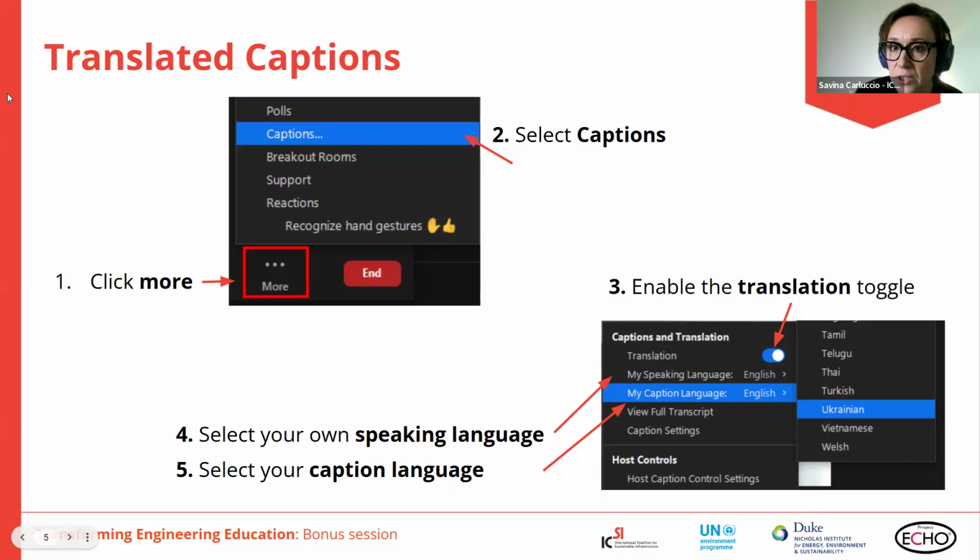A ver si funciona. Have you tried, and is that working for you? Yes. Okay, sounds good. Great. This is important for everyone to be able to follow today's session. Okay, let me go back a couple of slides.